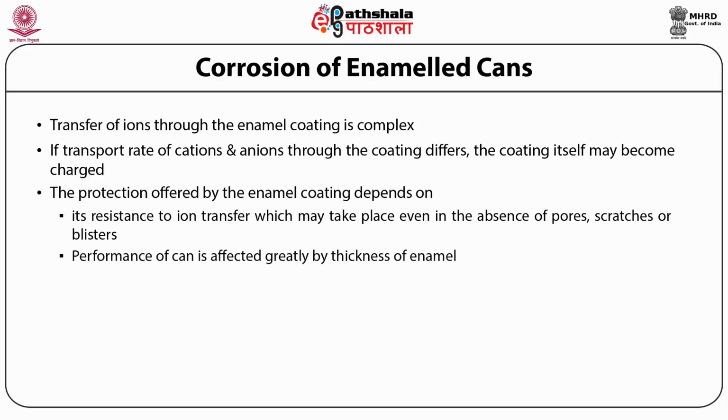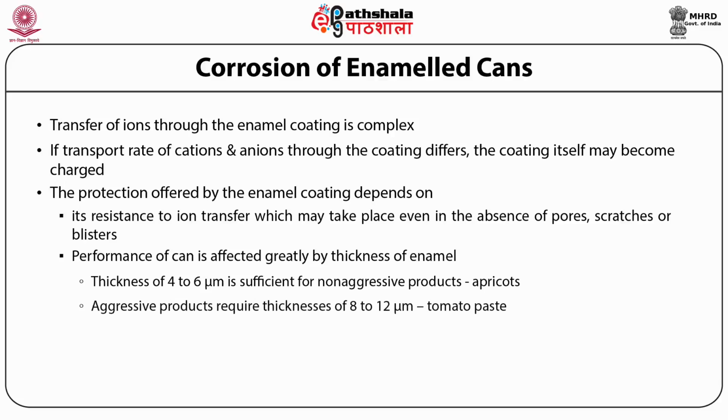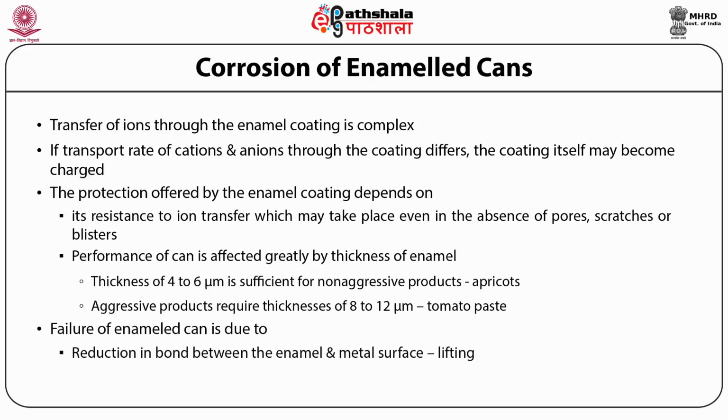The performance of an enamelled food can is greatly affected by the thickness of the enamel coating. A thickness of 4 to 6 micrometers is sufficient for non-aggressive products like apricots and beans. But aggressive products like tomato paste require a thickness of 8 to 12 micrometers, the heavier coatings having much lower porosities. Failure of an enamelled can is often due to a reduction in the bond between the enamel and the metal surface, resulting in subsequent lifting or removal of the enamel coating.